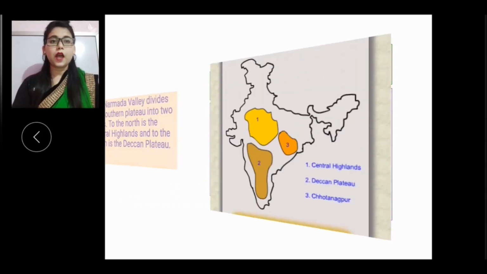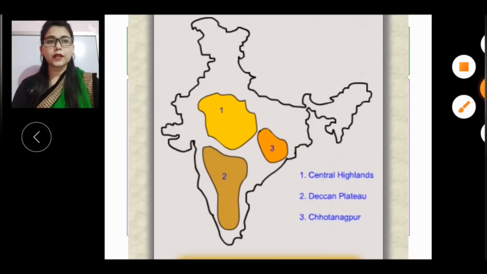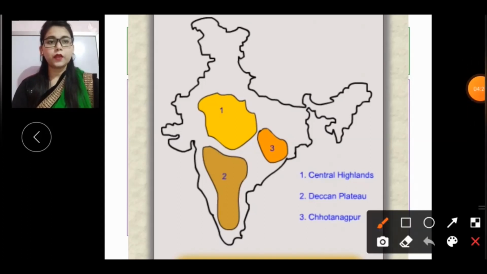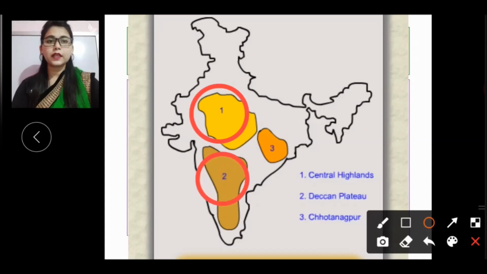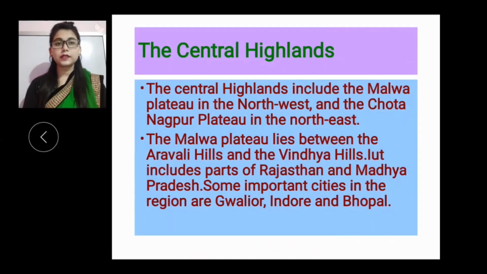Okay. Now here I'll show you on first number in the yellow part. Now let me just point it here. Here you can see on first number the Central Highlands. Here on second number you can see the Deccan Plateau, and here you can see Chota Nagpur. About these we are going to see. Now move further. Let's talk first about the Central Highlands.